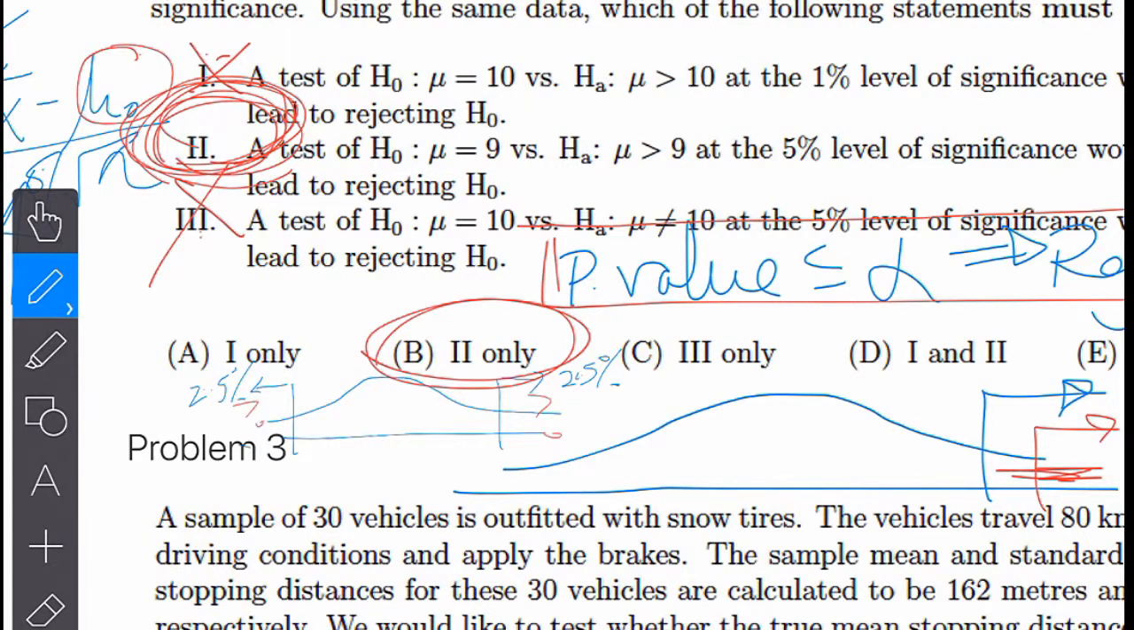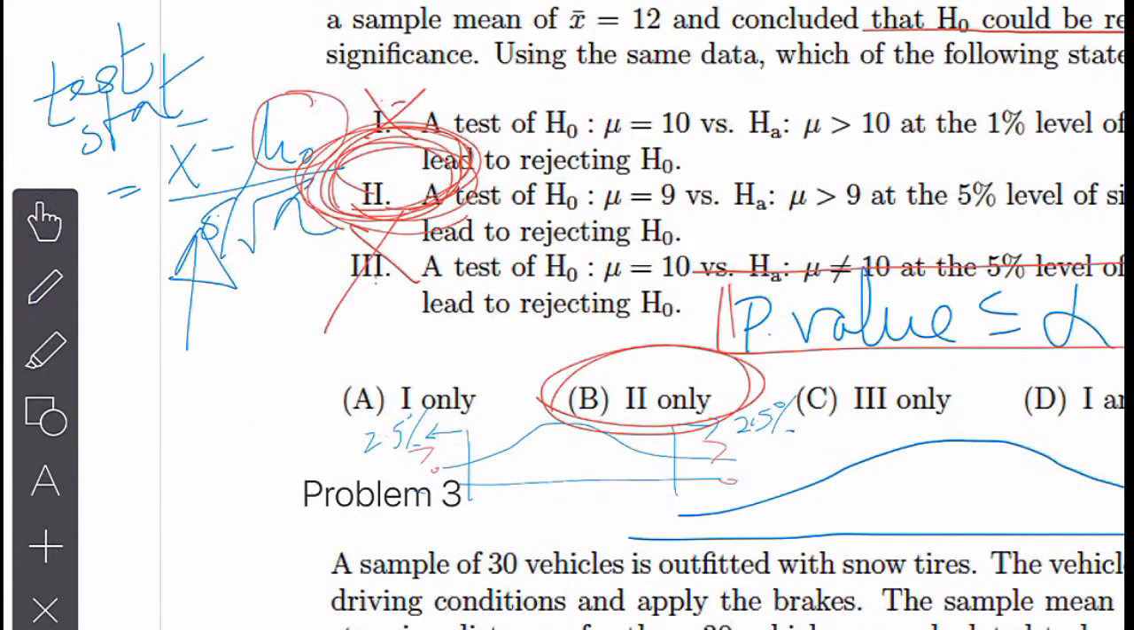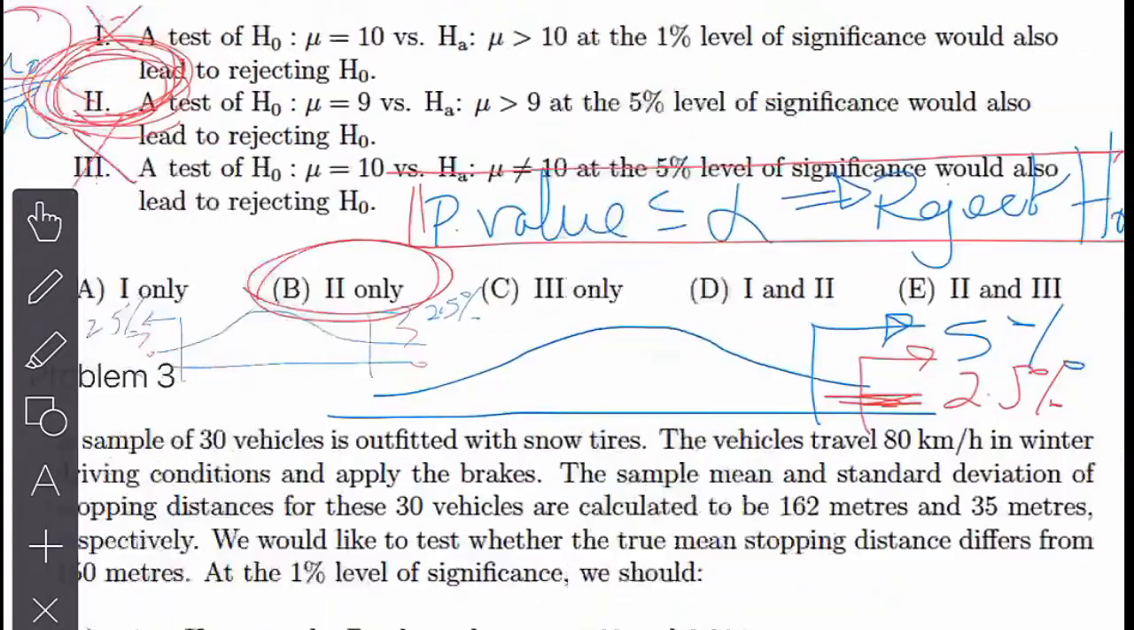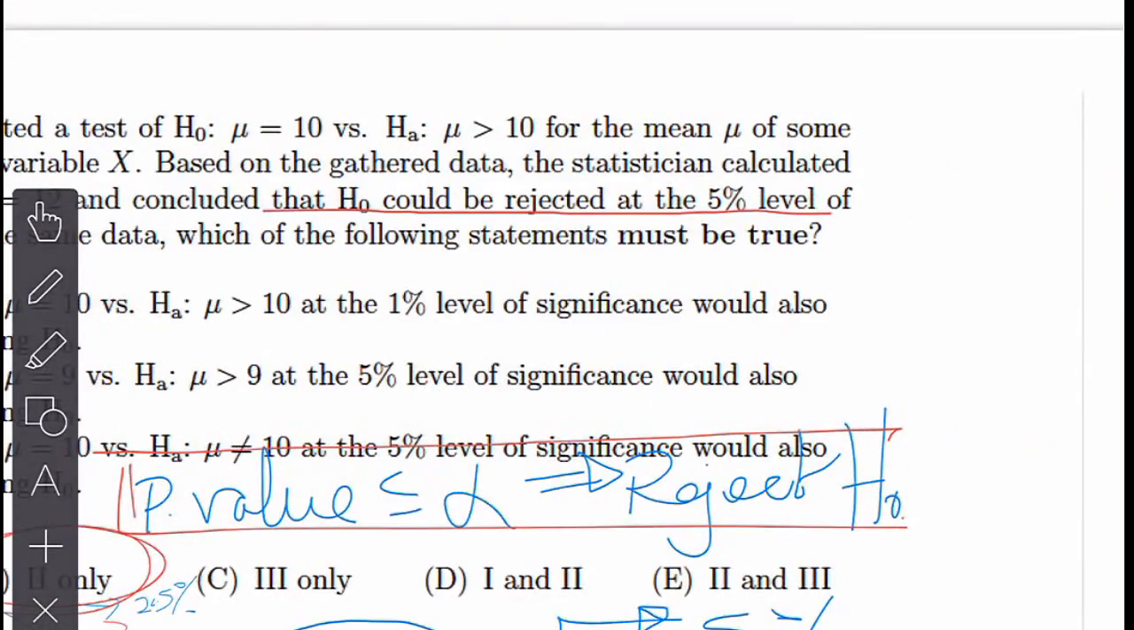Just recapping, if you put a smaller value in here, the test stat goes up and it pushes it further into the reject region. So you're going to be even further over here. It's going to make it just as likely that you're going to reject if you're already rejecting at 5%. Okay?